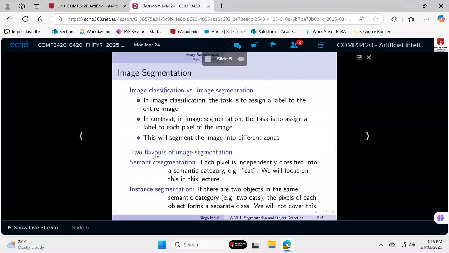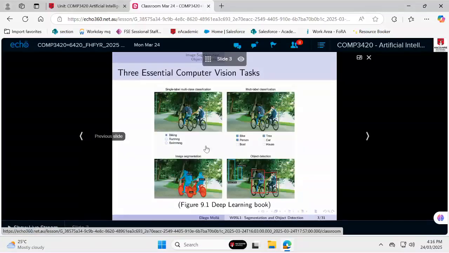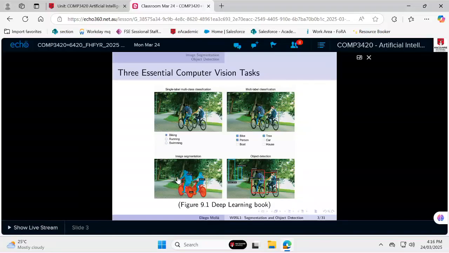Okay, so there are actually two flavors of image segmentation. One is called semantic segmentation, in which you have categories like bike, person, and background. So there were 3 categories here, actually, not 2: bike, person, and background. So there are 3 labels here. In semantic segmentation, the task is for every pixel to say what category it is: bike, person, or background.